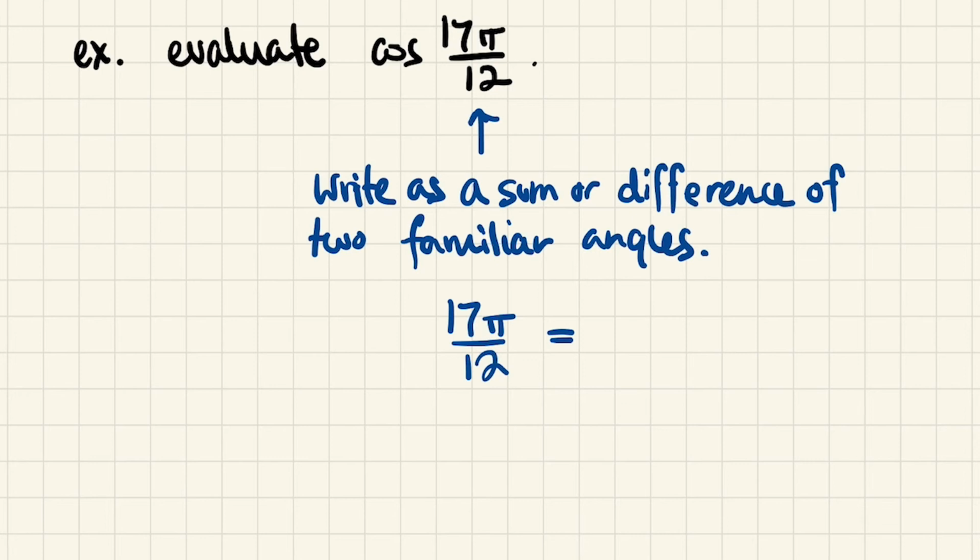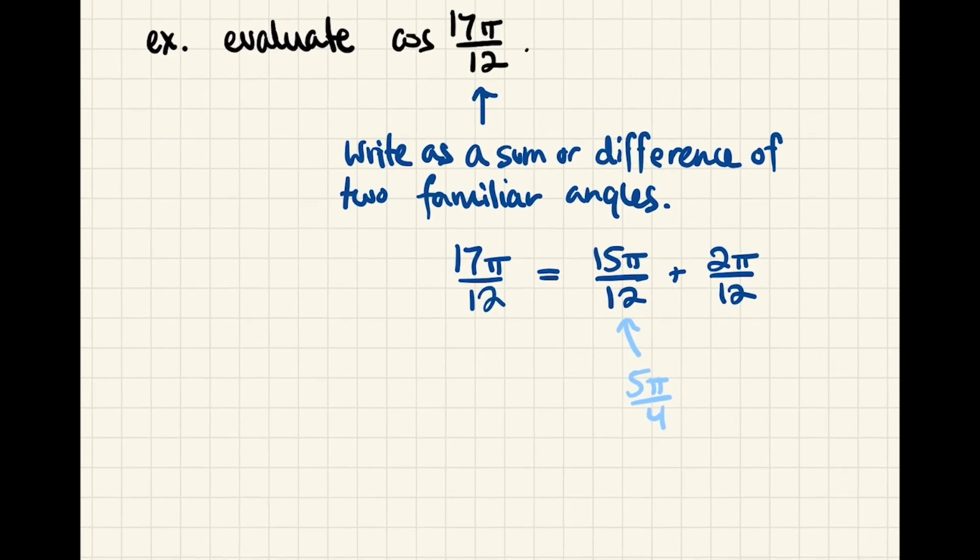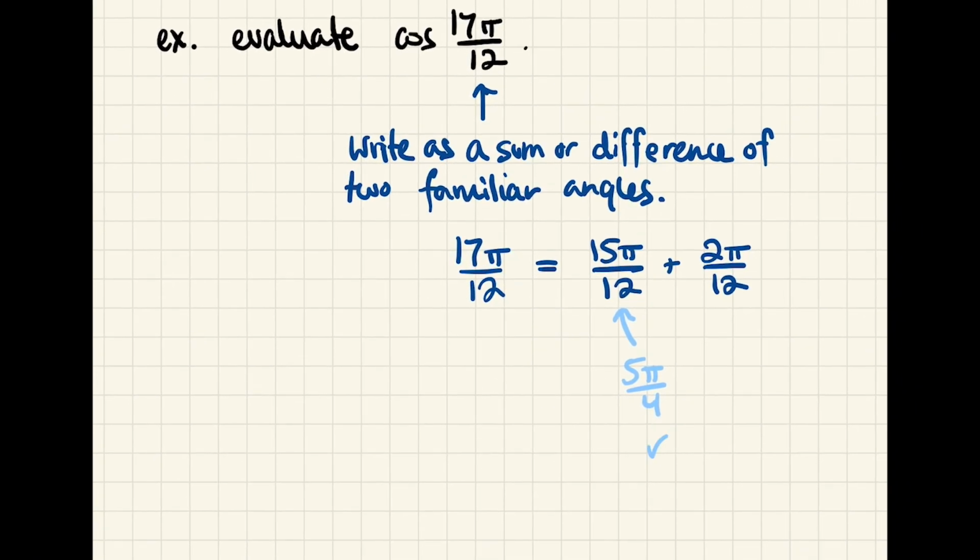Okay, what's another way to build 17? How about 15 and 2? Does this one reduce? Yeah, we'd get 5 pi over 4, by dividing everything by 3. That's an angle we're familiar with. 2 pi over 12 reduces to pi over 6, and that's also a special angle we're familiar with. So this one works. It's not at all the only solution.